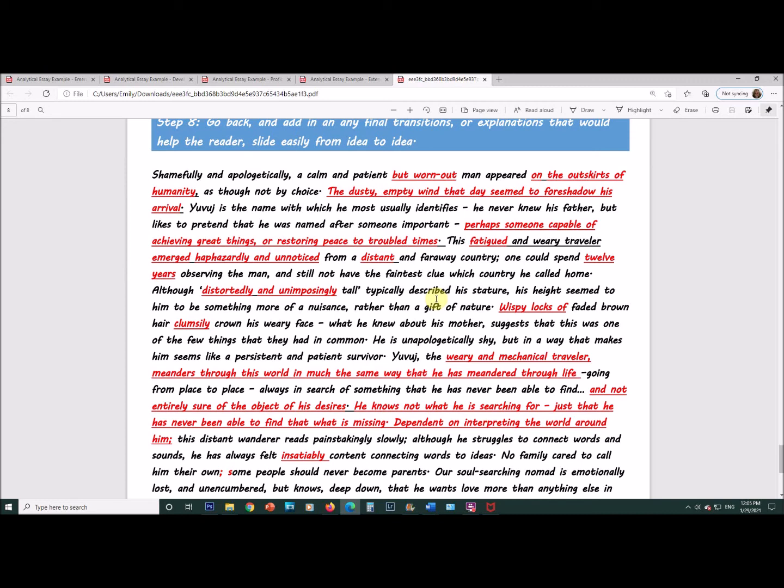But I wanted to kind of sound mysterious. So I put that line in there, and I think it kind of helped. So Yuvuj is the name with which he most usually identifies. He never knew his father, but likes to pretend that he was named after someone important. Perhaps someone capable of achieving great things or restoring peace to troubled times.